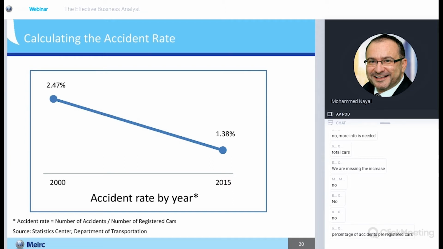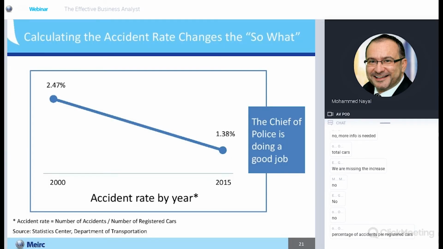I would take the number of car accidents, divide it by the number of registered cars, and I would get something like 2.5%. And then I would look at it in 2015, and I would find actually that number has gone down. Of course, we still have accidents. That doesn't mean we don't do anything about it and we celebrate. It means that we're actually getting safer. And the thing is that actually the chief of police is probably doing a good job.